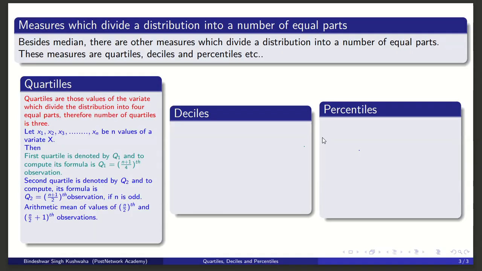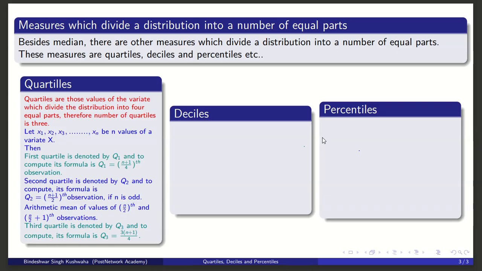The second quartile is basically the median, and 50% of observations will be below Q2 and 50% of observations will be above Q2, and you can compute it like the median. If the number of observations is odd, the (n plus 1) upon 2th observation would be the median, and if it is even, you will take the mean of the (n upon 2)th and (n upon 2 plus 1)th observations.